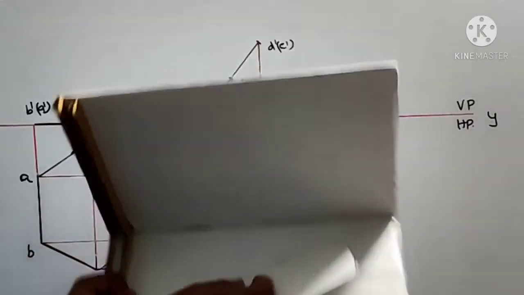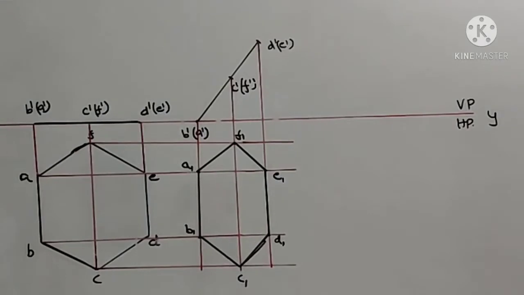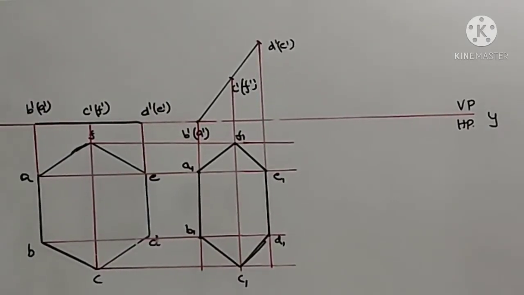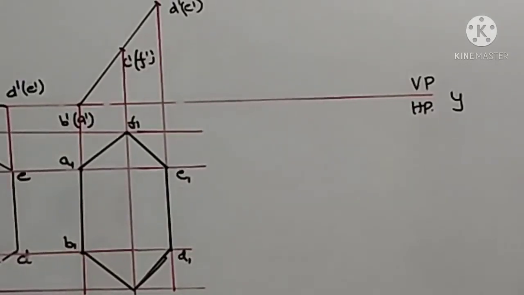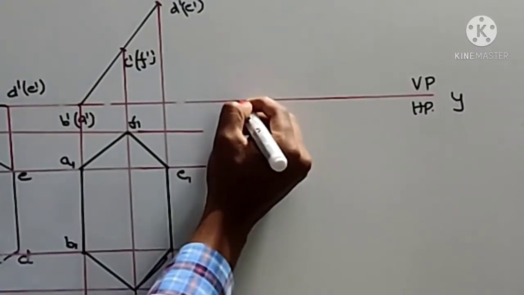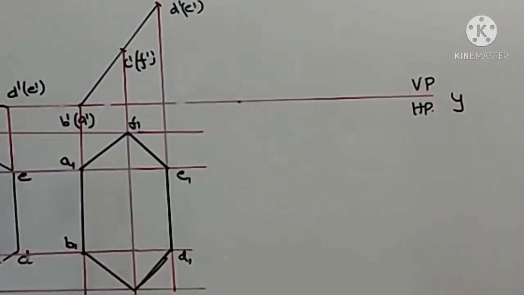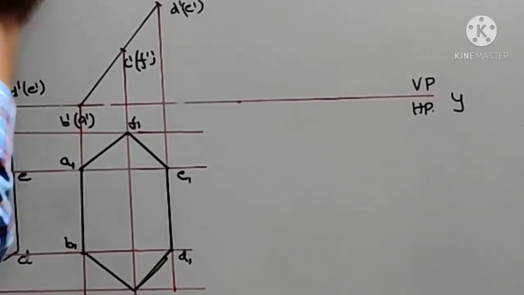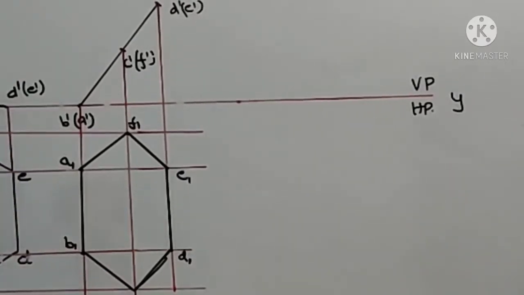Okay. Now our job is to apply the edge inclination. That will be visible in the top view. So what we need to do is, you can arbitrarily choose any point. Okay. And from there you draw a 30-degree line. Because it is 30-degree inclined, right?